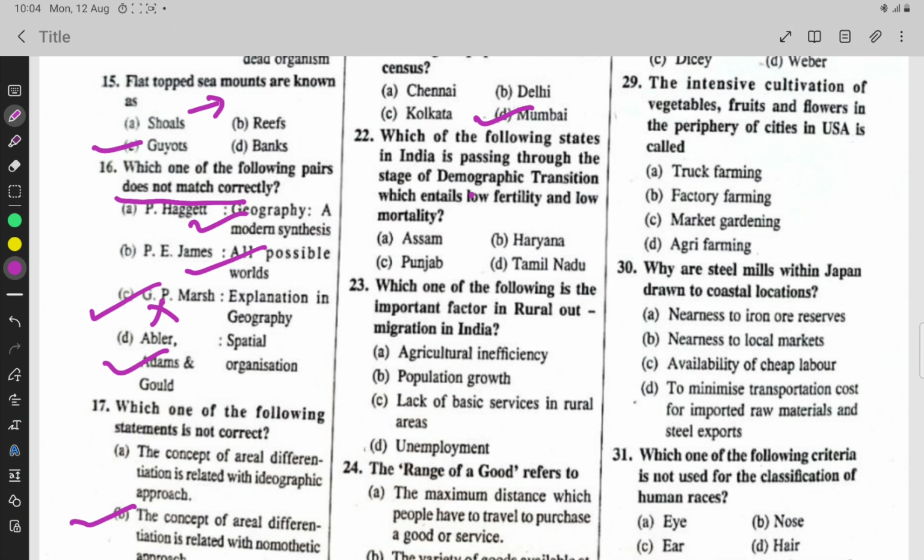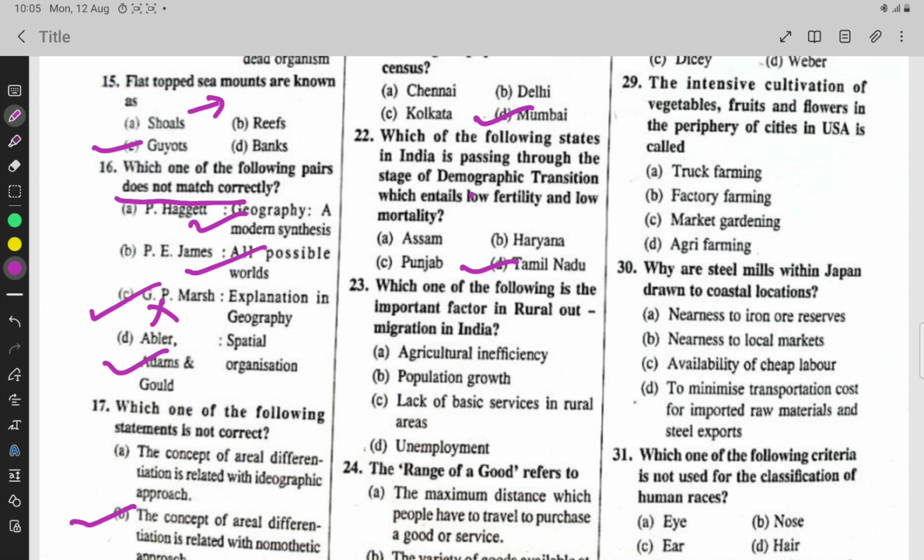Low fertility and low mortality, 2012. This is the 2011 census. Low fertility and low mortality: Tamil Nadu.